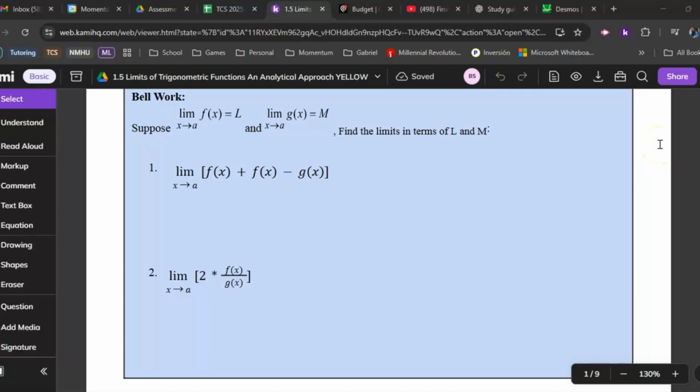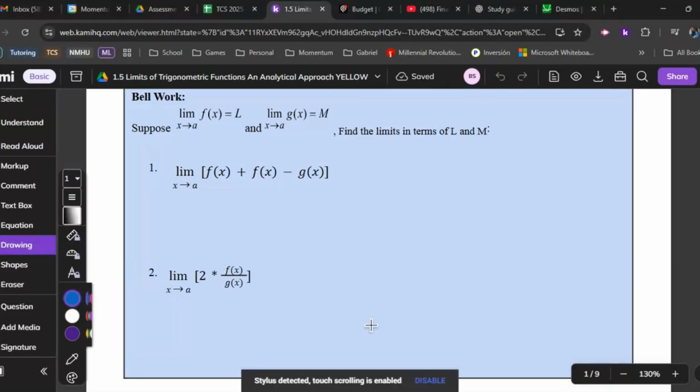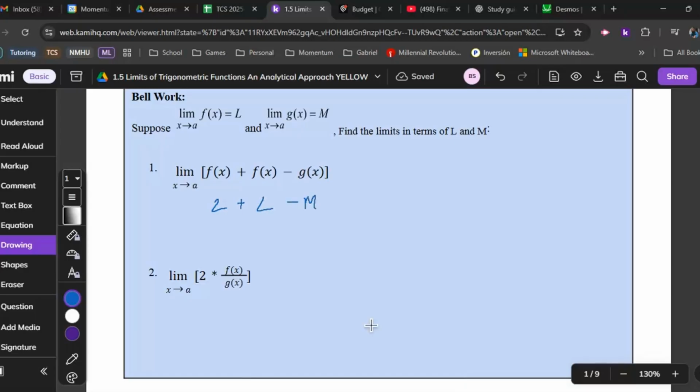All right, so who got the first one? We've got the limit as x approaches a of f of x equals L, and when it approaches g of x, it's m. If I'm working through those here, what is this first one going to be here? L plus minus. Oh, great, which is really just 2L minus m. If you didn't get that one, refresh from last class.